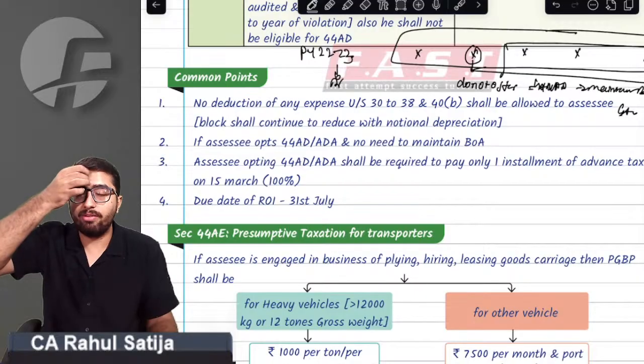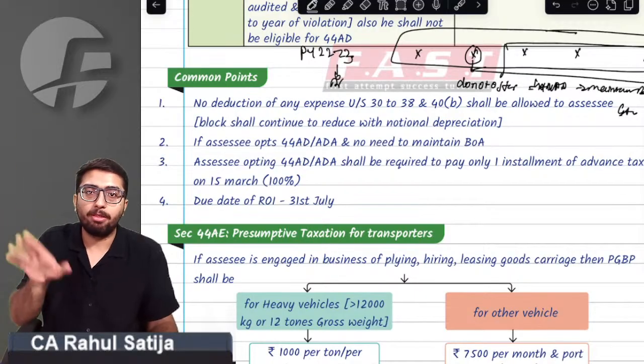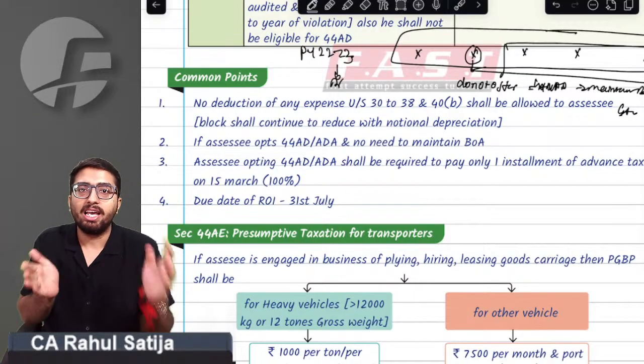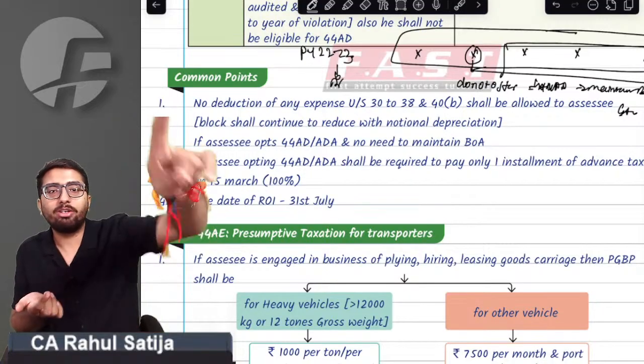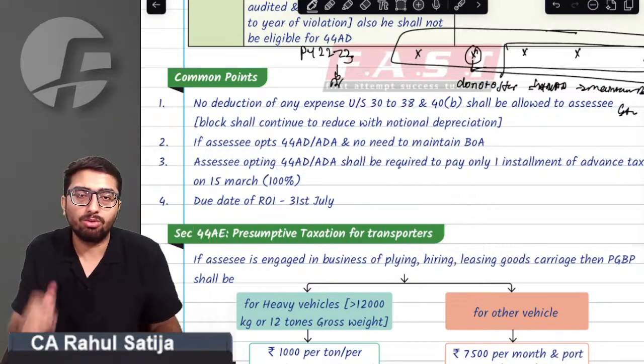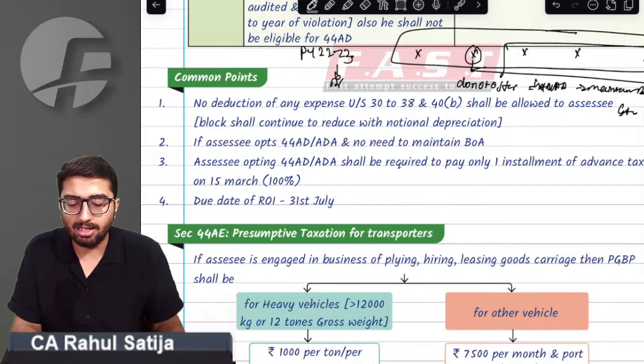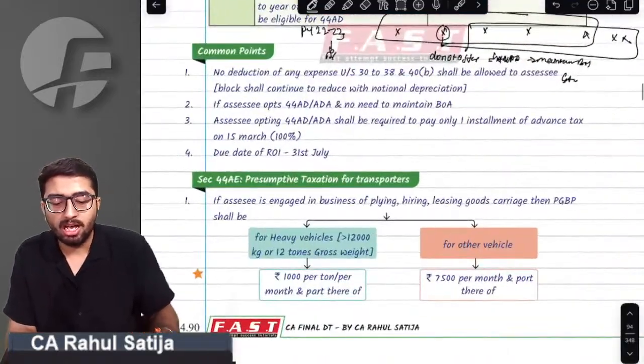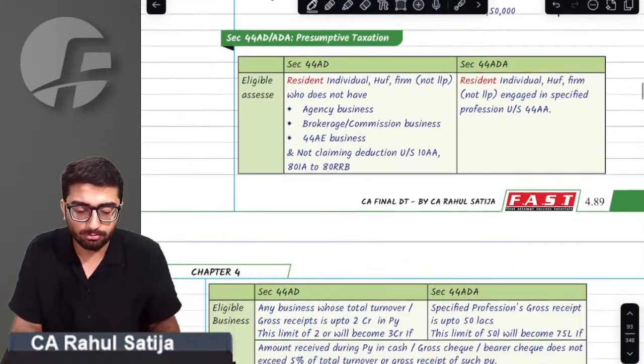Sir, whoever is opting for 44AD is required to pay only one installment of advance tax, that too on 31st July. Also, at last, the due date of ROI for such a person is 31st July only.